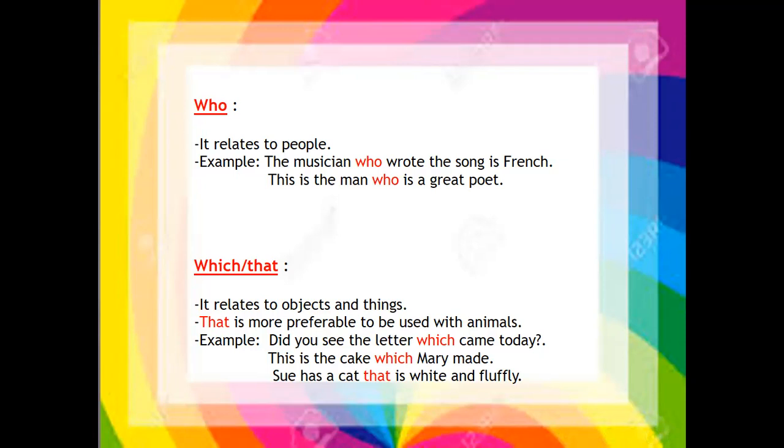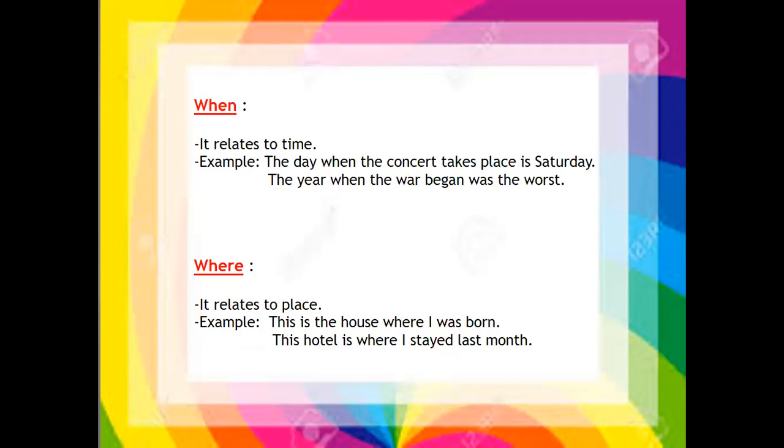The second one: this is the cake which Mary made. So we're talking about whom? About Mary or about the cake? Of course about the cake, because we said nouns are mentioned previously, أسماء ذكرناها سابقا, but Mary comes after. Sue has a cat that is white and fluffy. Here he's talking about the cat. So Sue has a cat. This cat is white and fluffy. So instead of saying Sue has a cat, full stop, the cat is white and fluffy, he joined them by the relative pronoun.